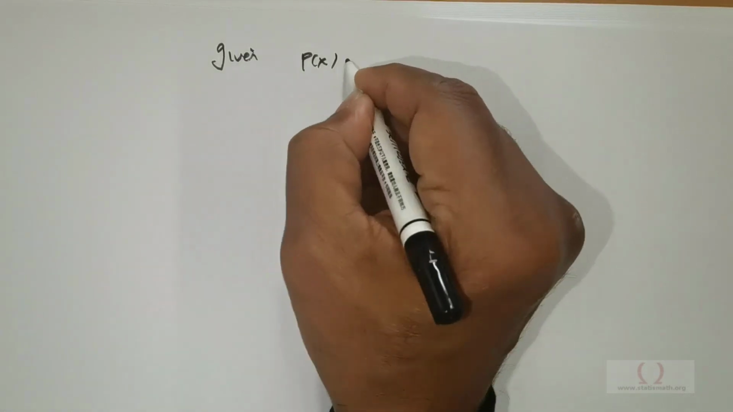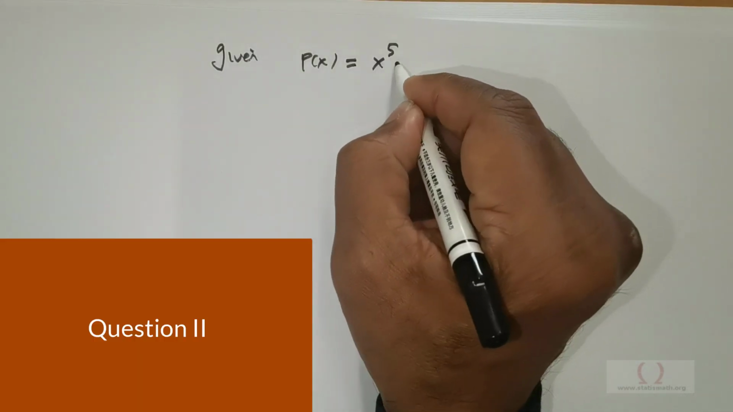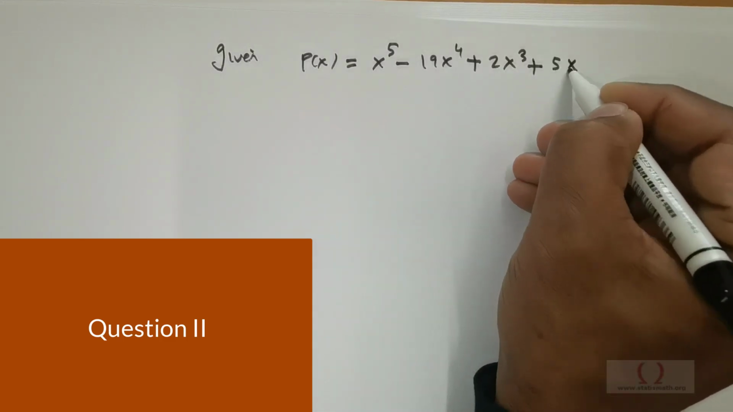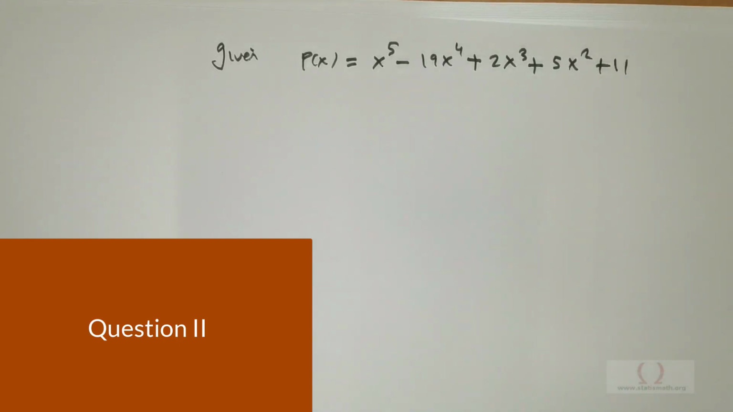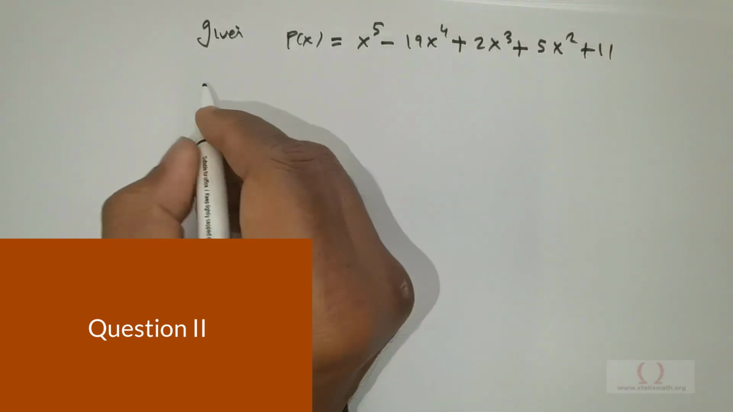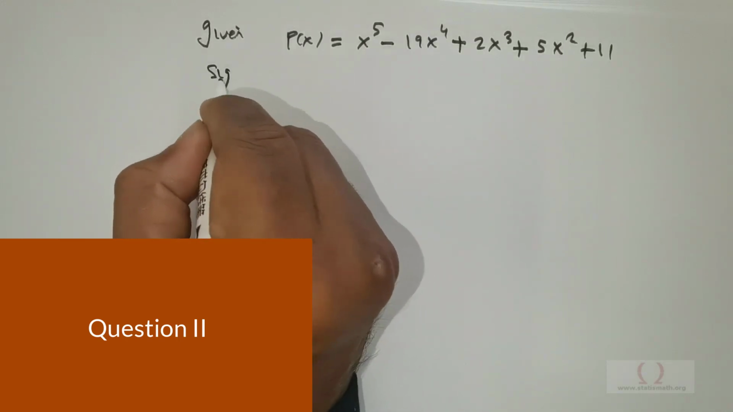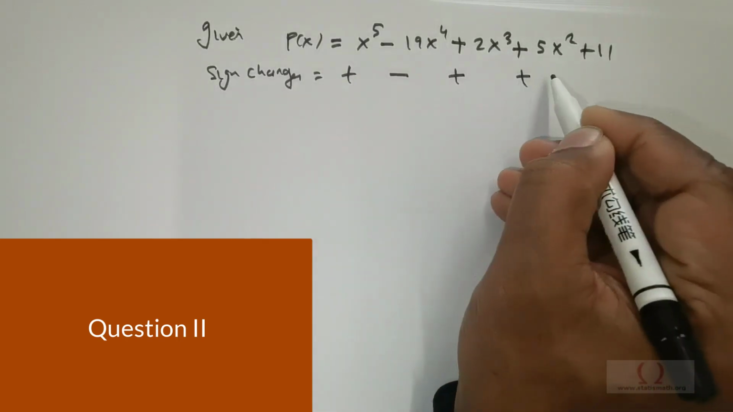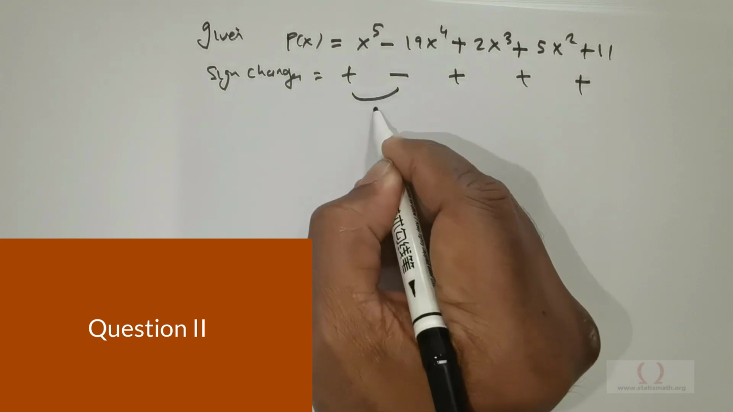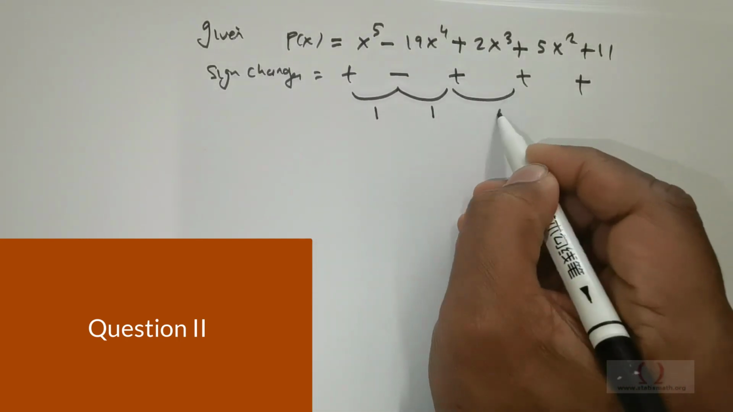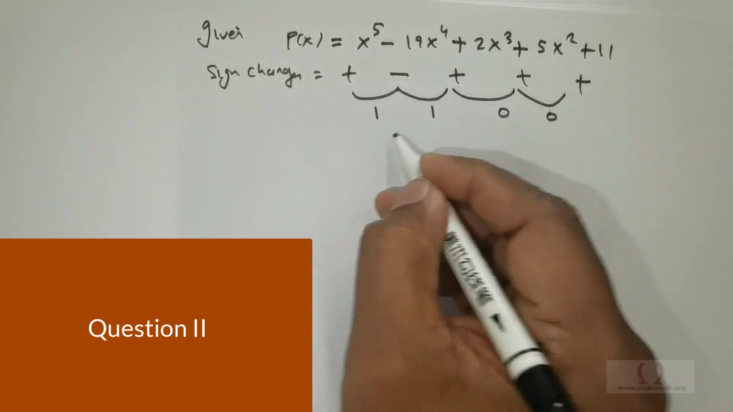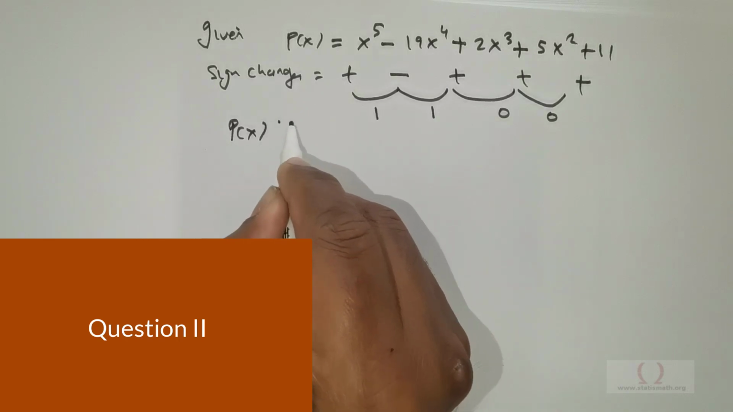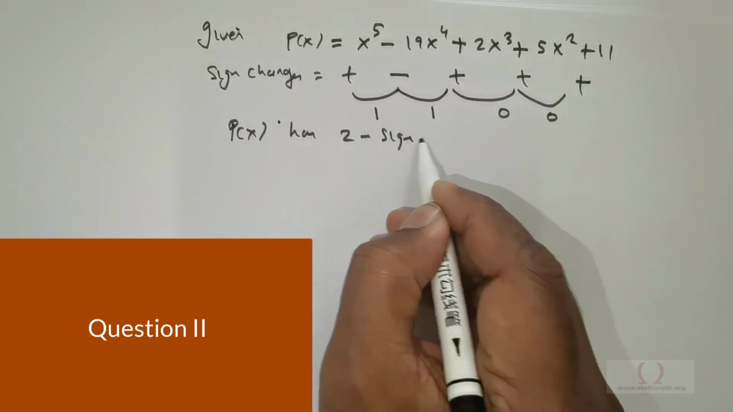Now the second question. p of x is equal to x to the power 5 minus 19 x to the power 4 plus 2x cubed plus 5x squared plus 11. This is what is given. So write down the sign changes. We got a positive, negative, positive, positive, and positive. We got one sign change, one sign change, zero sign change, and zero sign change. So clearly p of x has two sign changes.